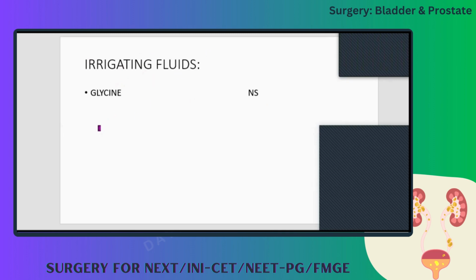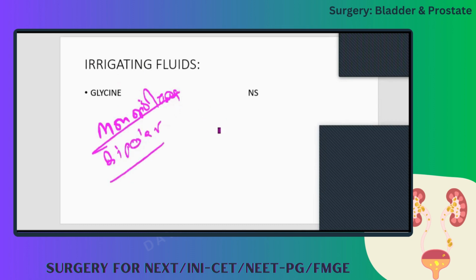We have monopolar and bipolar, two types of currents. You have seen them in the OT maybe. When you use NS, the current will not pass, because NS is a bad conductor. The current will not pass inside the bladder. If you use glycine, it will pass adequately. So most surgeons prefer glycine if you use monopolar. If you use bipolar, anything is the same. But for monopolar, only glycine will work.